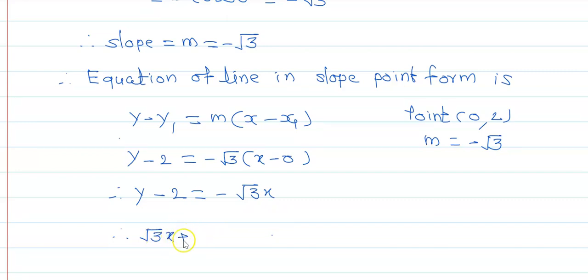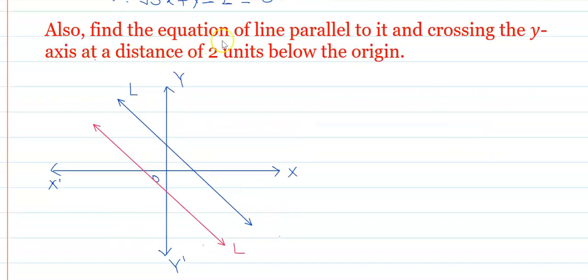Root 3x plus y minus 2 is equal to 0. Okay, this is the first equation of the line. Now find the equation of the line parallel to this line L, and crossing the y-axis at a distance of 2 units below the origin. Means what? Here the coordinate is 0 and minus 2. As these two lines are parallel, what is the equation of this line L?